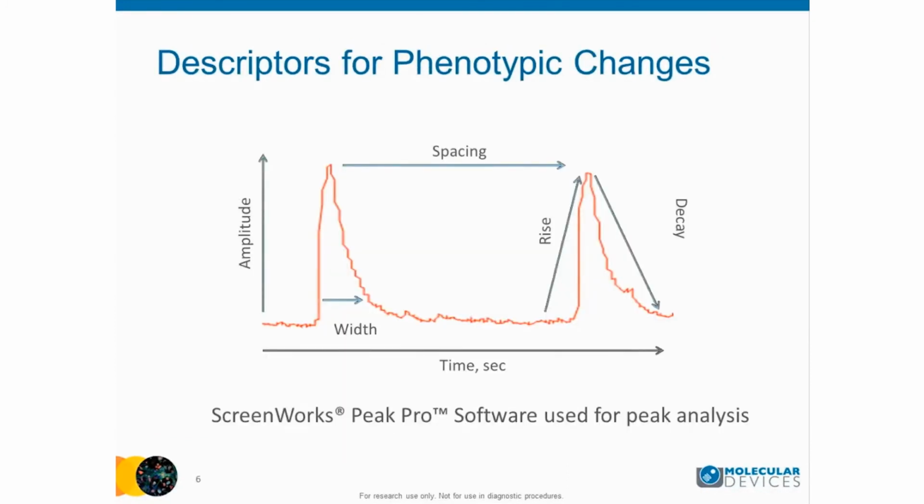The assay allows phenotypic characterization of oscillation profiles by using multiparametric analysis that includes the oscillation rate, the frequency, the amplitude, peak width, distance between peaks, as well as peak rise and decay times, and wave form irregularities. The analysis is done using ScreenWorks Peak Pro software used for peak analysis.